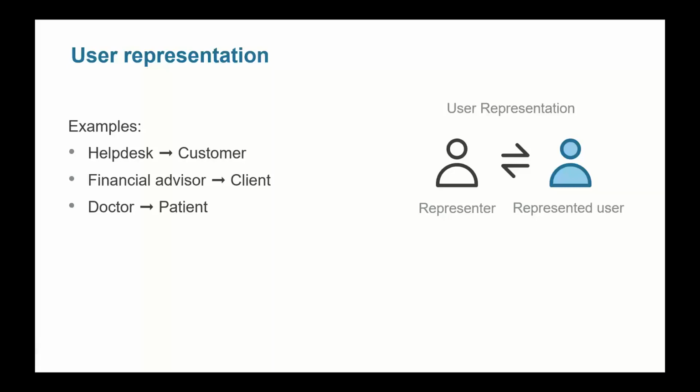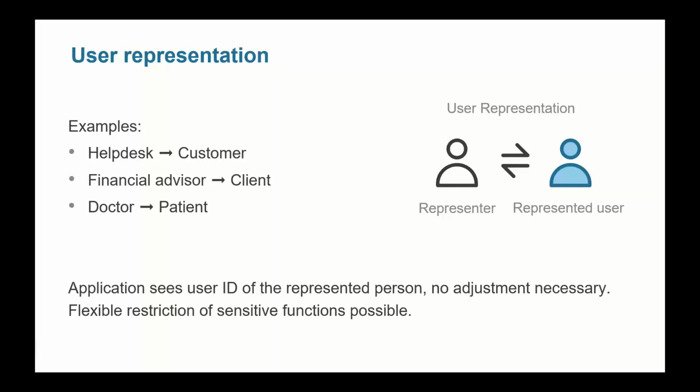This doesn't need any changes on your application or on the application in the background. The application will see the ID of the represented person and then, of course, show the application as it would show it to the according customer. No adjustment is necessary there, but it's possible to restrict features or functions if they are sensitive. So you don't have to change your application, but you can change your application if you don't want the representative to see everything the customer will see. There might be some functions like, I don't know, execute a transaction or something which you don't want the representative to be able to do.